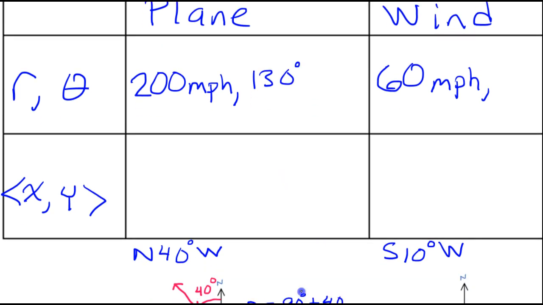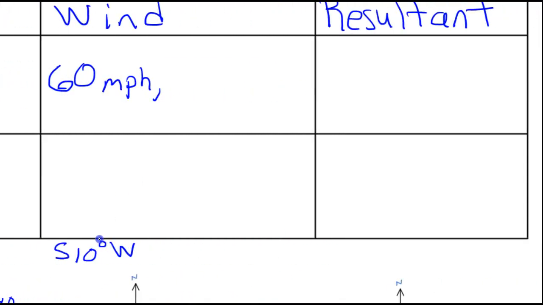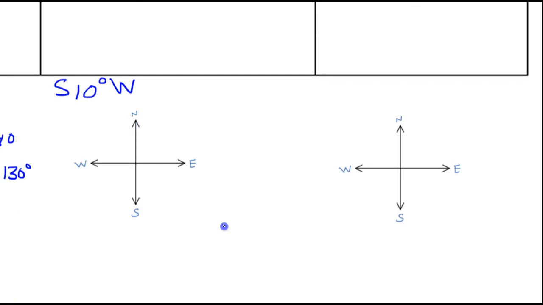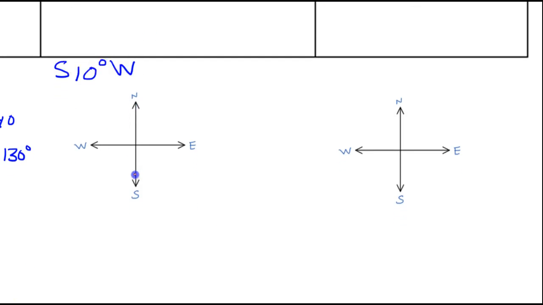Okay, let's do the same thing with the wind. So the wind direction is given as south 10 degrees west. That means start at south and turn 10 degrees towards the west. So this is 10 degrees and the vector is here.